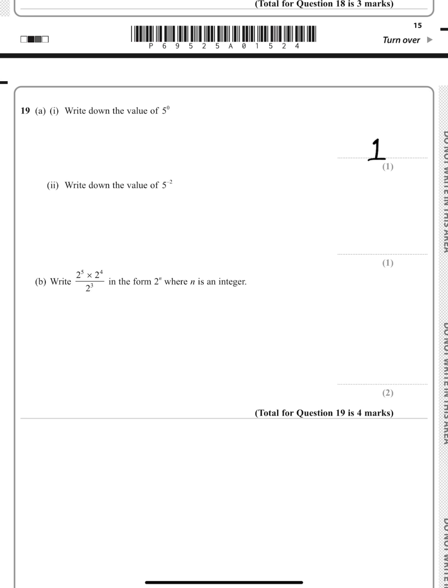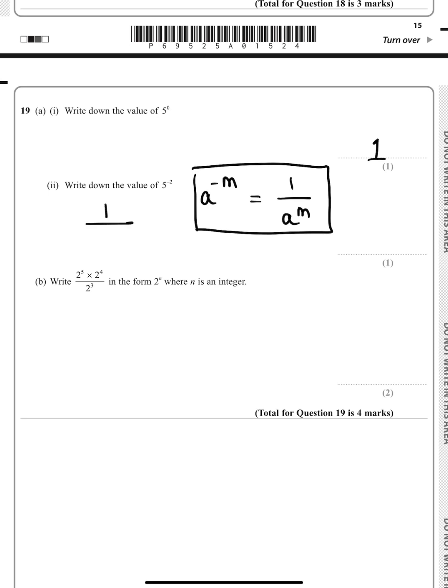I'm going to use an index law here, which is a to the power of negative m is equal to 1 over a to the power of positive m. So this is what is needed for this question. We've got negative m here being negative 2. So I'm going to put 1 over 5 to the power of positive 2 there. 5 squared is actually 25. So the final answer, 1 over 25.